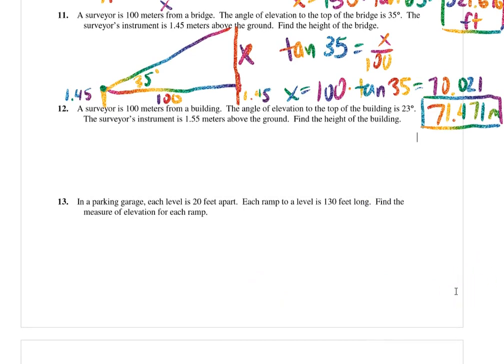So in a parking garage, each level is 20 feet apart. Each ramp to a level is 130 feet long. Okay, so imagine this parking garage with me. You know how parking garages have multiple levels? So let's say here's 2 levels of the parking garage.